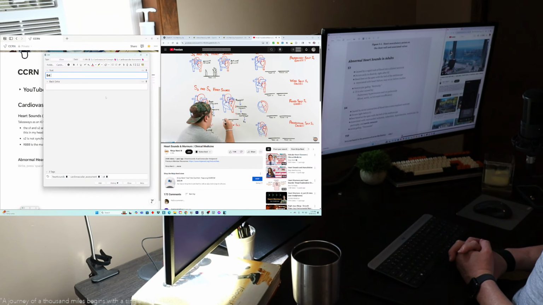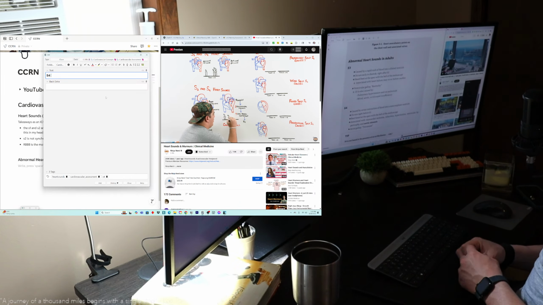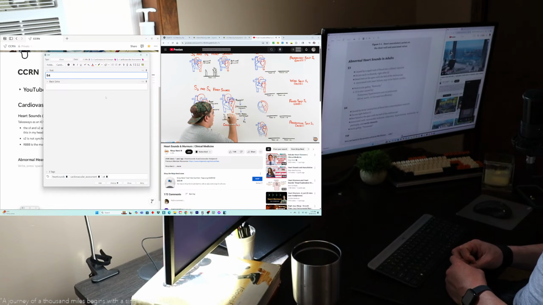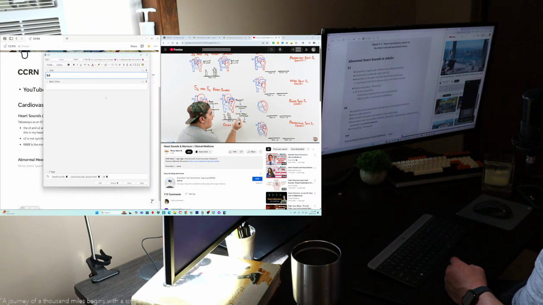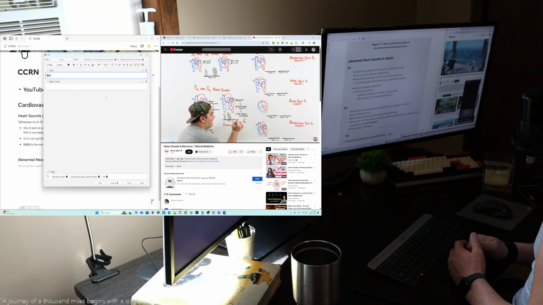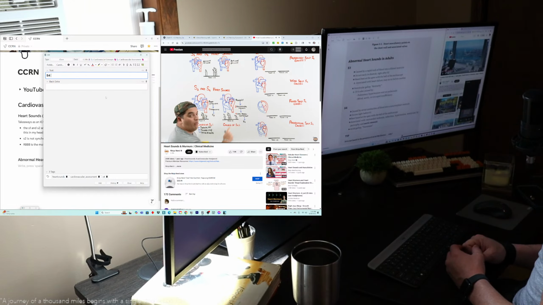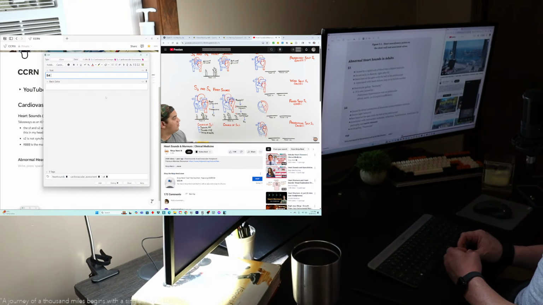So it has to go S1, A2, P2, which is your S2, and then in comparison, S3 will come right afterwards if you have a dilated, rapidly filled ventricle. For S4, it has to come a lot later because now the atria have to contract to push the remaining amount down. So this would be your S4, and S3 will be somewhere in here. So now we've compared S3 and S4.